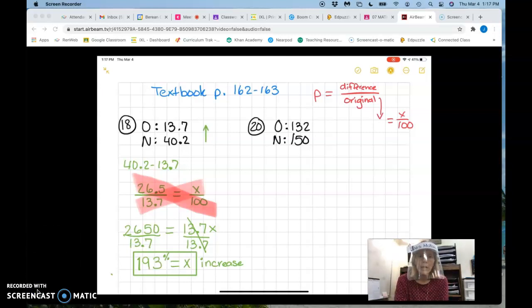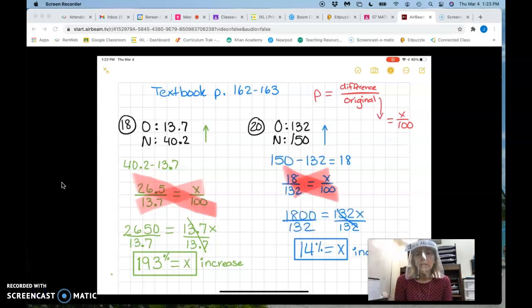I want you to try number 20 by yourself, and then I'll come back and show you how to do it. Okay, so here is the solution to number 20. It's a 14% increase.